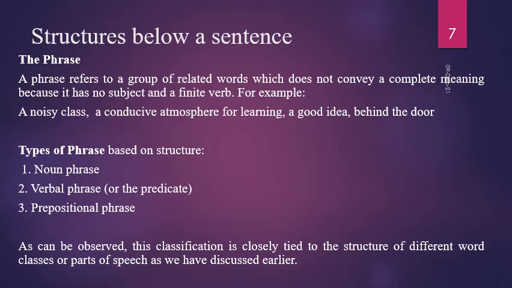The third type of phrase based on structure is the prepositional phrase. The prepositional phrase has the preposition and the noun phrase, the preposition and the noun, or the preposition and the pronoun. For example, on the shelf, for Mariam, in the bush. We see that on, for, in are prepositions, while the words they precede are nouns and noun phrases.